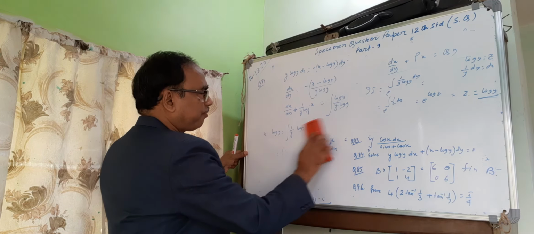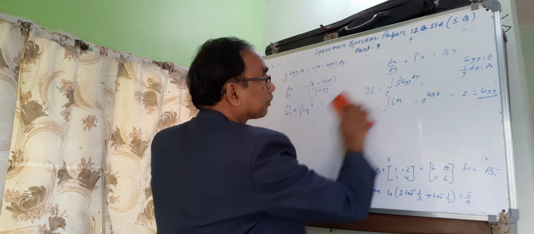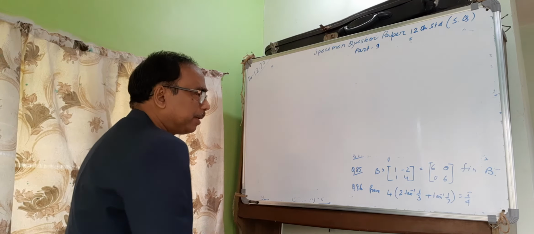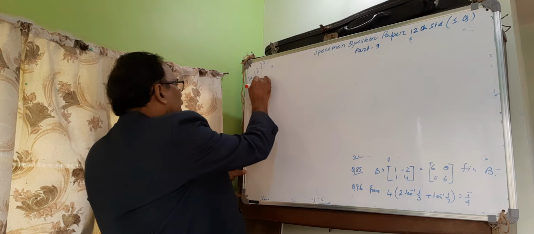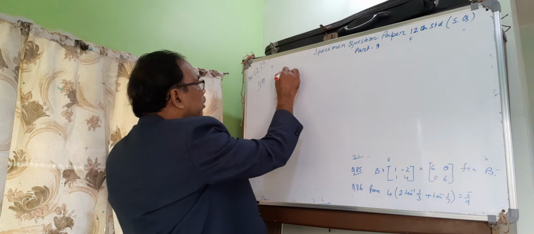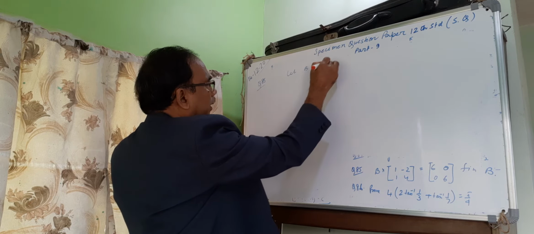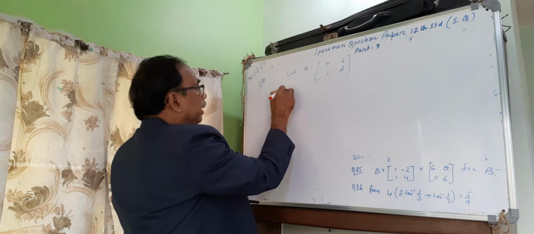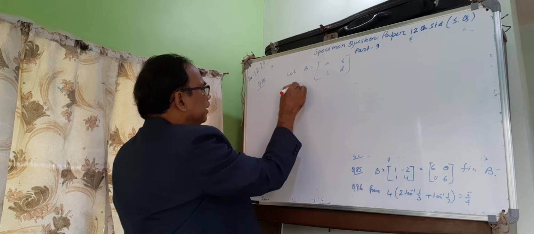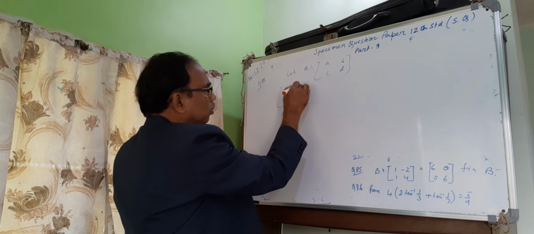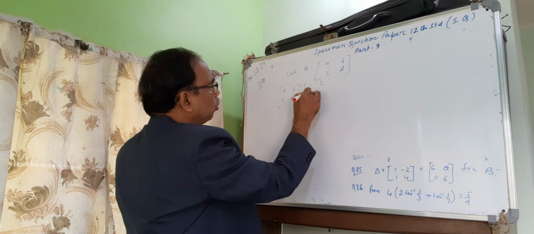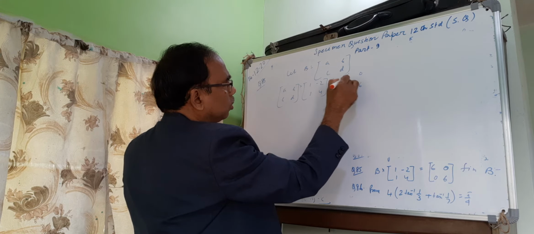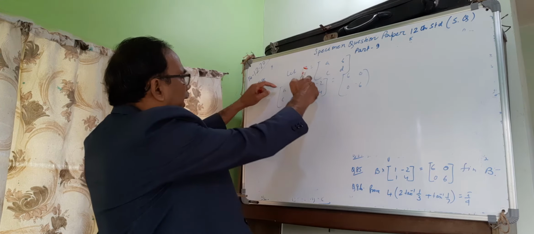Then sum number 85. Here question number 85, it is a matrix sum. Let B equals the matrix A, B, C, D. Then A, B, C, D into 1, minus 2, 1, 4 equals 6, 0, 0, 6. Now multiply.